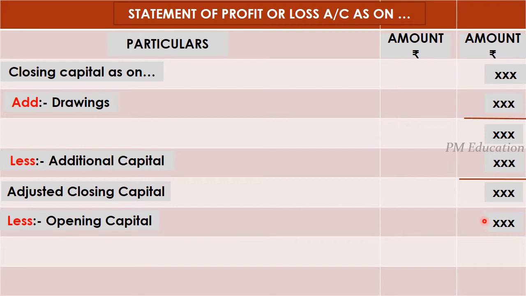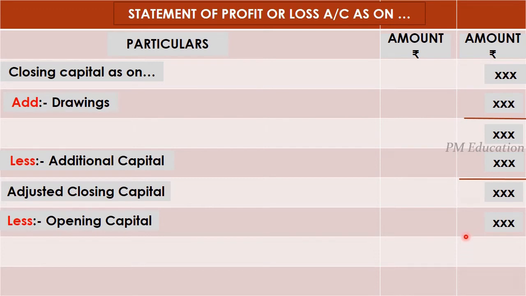Now we are going to subtract this opening capital from the adjusted closing capital. Now you should understand, if the closing capital, that is the amount at the end of the year as capital, is more, we will get profit. For example, at the year beginning we invested 1 lakh, and at the end of the year we are having 2 lakhs. That means 1 lakh is the profit we have earned, isn't it? So if the closing capital is more, then we have gained. If the closing capital is less, then we have incurred a loss.